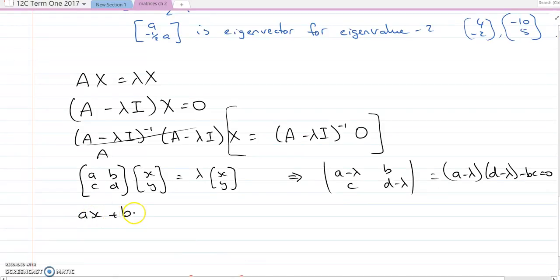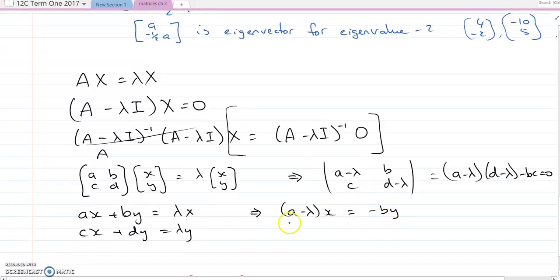So we'll just multiply this out. Ax plus by equals lambda x, cx plus dy equals lambda y. So from this we get (a minus lambda) x equals negative by. Let's write it that way. And from this one we get cx equals negative of (d minus lambda) y. It's kind of confusing the way I did it there, but you'll see in a minute why.